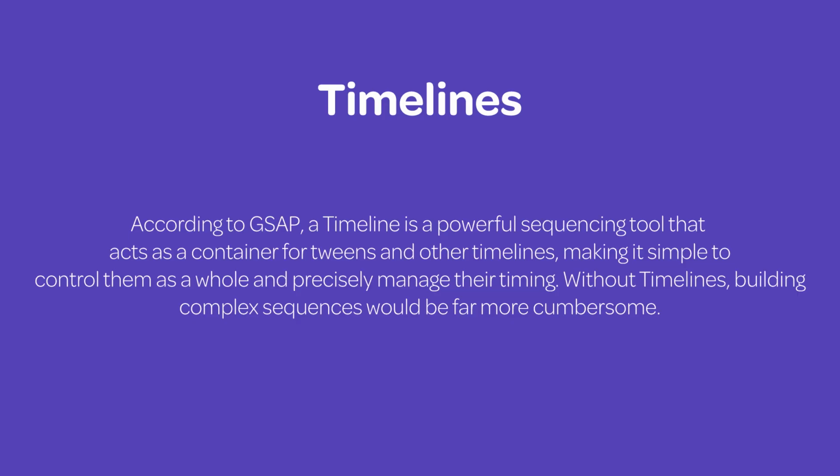Let's start adding a timeline. So, what is a timeline? According to GSAP, a timeline is a powerful sequencing tool that acts as a container for tweens and other timelines, making it simple to control them as a whole and precisely manage their timing. Without timelines, building complex sequences would be far more cumbersome.